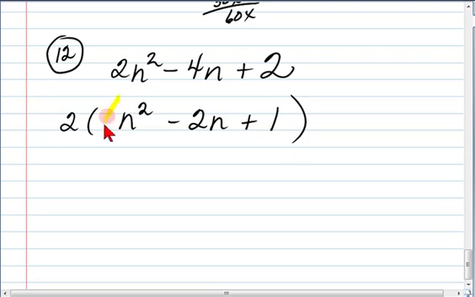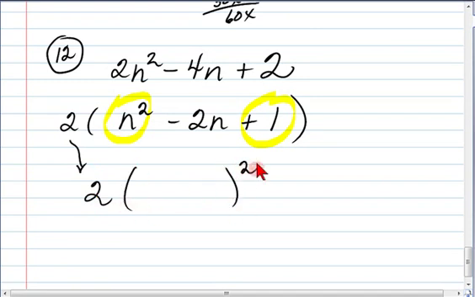Well, looking at the first and the last, does this look like it might be a perfect square trinomial? 1 is a perfect square. So, yes. Now, don't neglect your poor little old 2 over there. I think it might be a perfect square trinomial. What's the square root of n squared? N. What sign do I use? And what's the square root of 1? 1. Let's check the middle term.